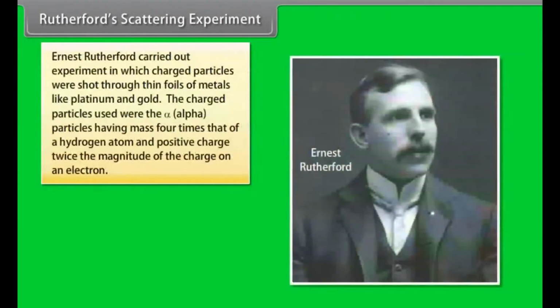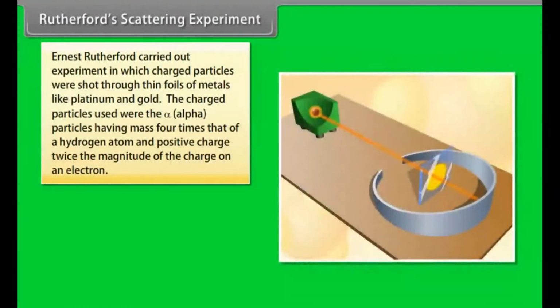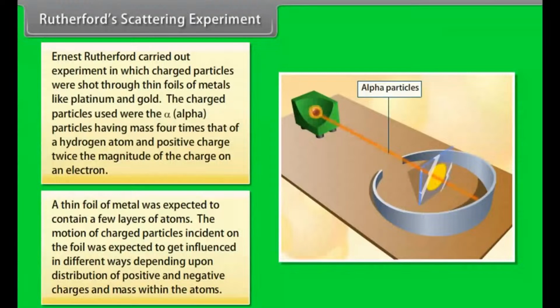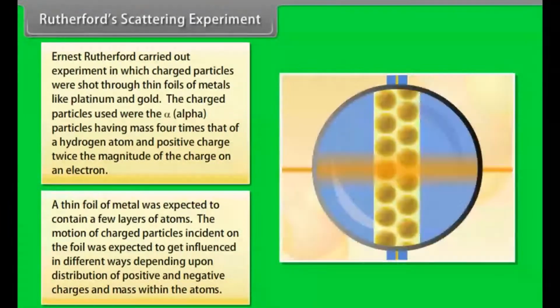Rutherford scattering experiment. Ernest Rutherford carried out an experiment in which charged particles were shot through thin foils of metals like platinum and gold. The charged particles used were the alpha particles having mass 4 times that of a hydrogen atom and positive charge twice the magnitude of the charge of an electron. A thin foil of metal was expected to contain a few layers of atoms. The motion of charged particles incident on the foil was expected to get influenced in different ways depending upon distribution of positive and negative charges and mass within the atoms.